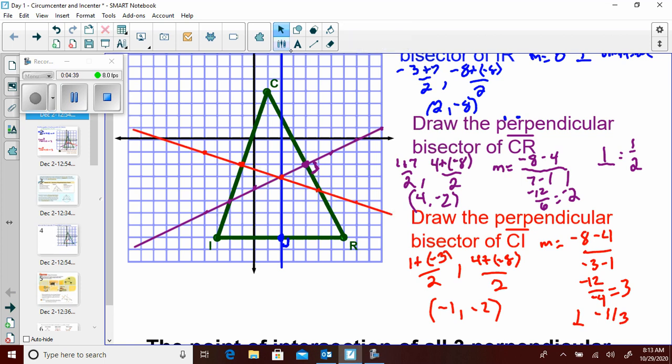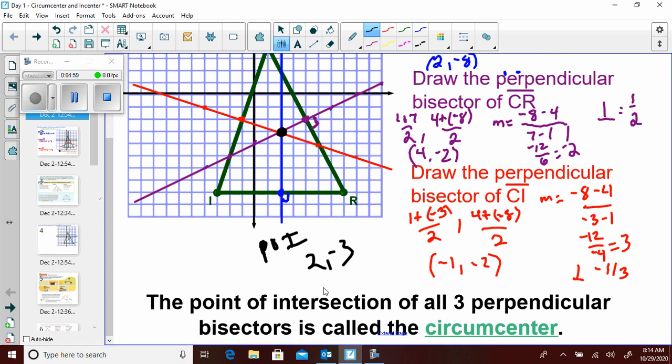If we see here, we have a point of intersection. All 3 perpendicular bisectors intersect at this point here, which is 2, -3. This point of intersection is called the circumcenter. Okay? So when you draw three perpendicular bisectors of a triangle, their point of intersection is called the circumcenter.